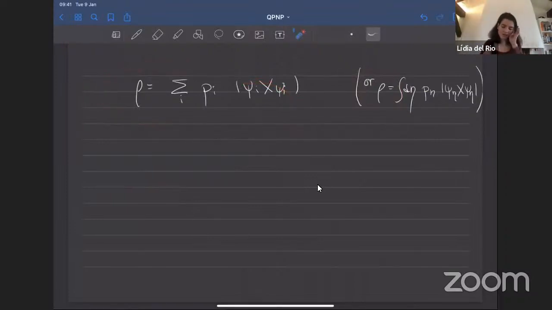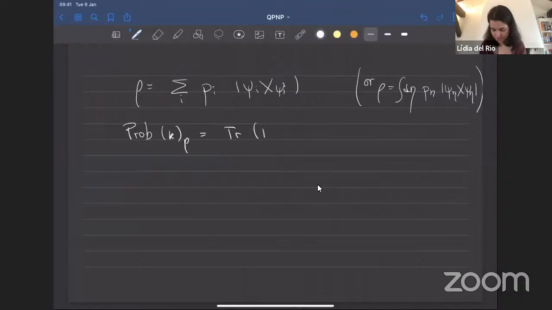Okay, so now this is our candidate object to model our setting, and the main result is that the probability of getting some outcome k in this setting is a trace of projector times this matrix. Okay, good.